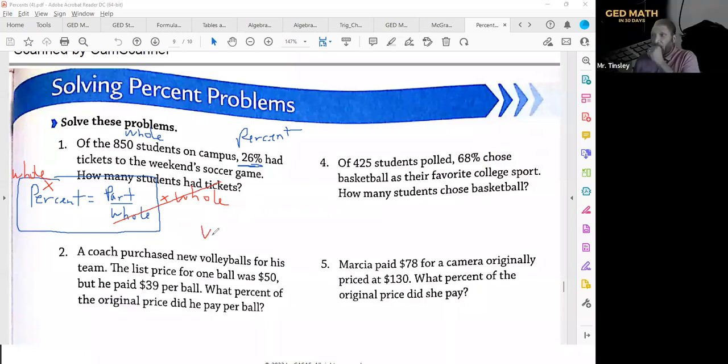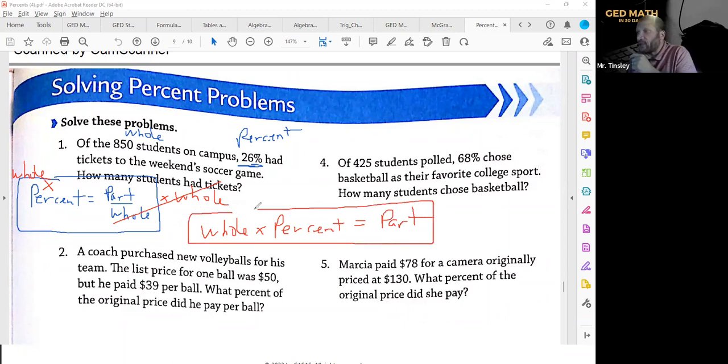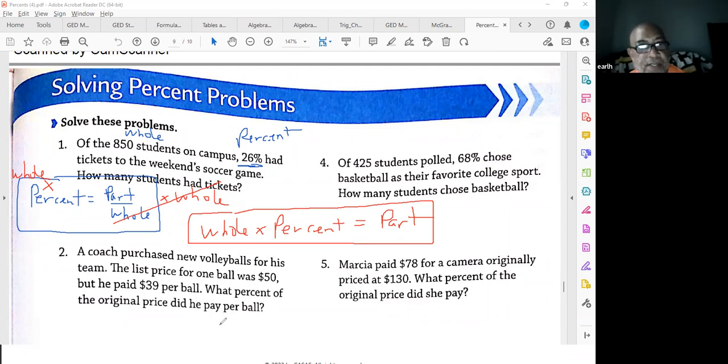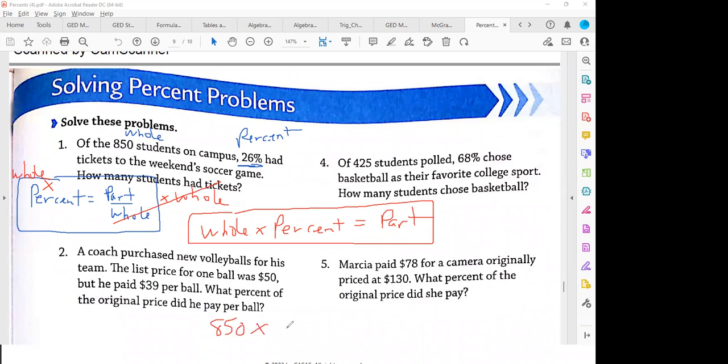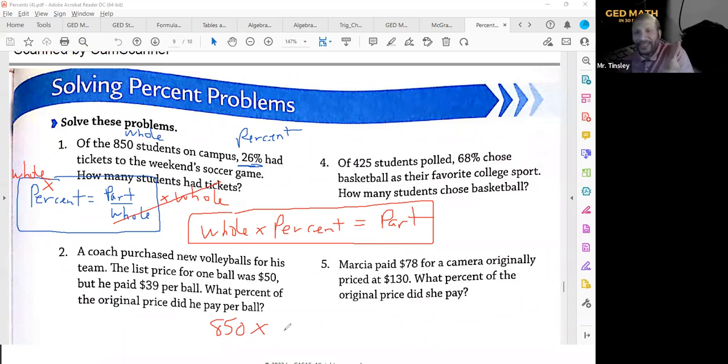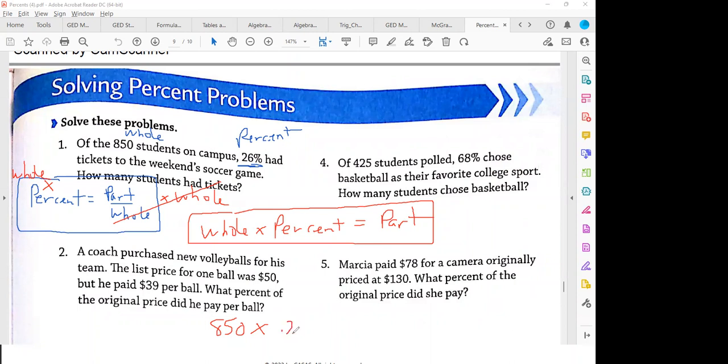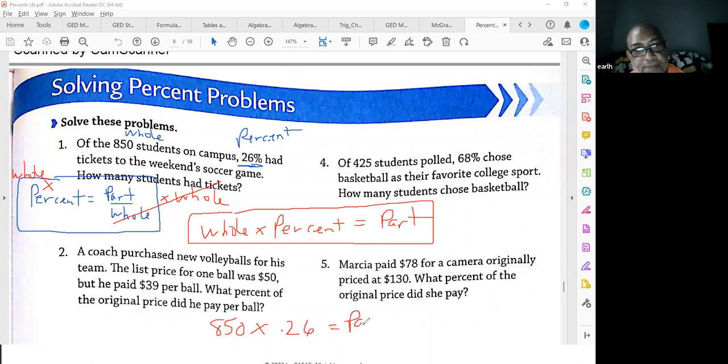So now I'm left with whole times percent equals part. Now this is telling you how to figure out part. Do we know what the whole is? Whole should be 850, right? 850 times what's the percent? 26%. What is 26% as a decimal? 0.26. So that's how you find the part.